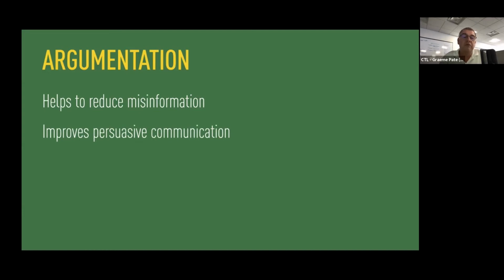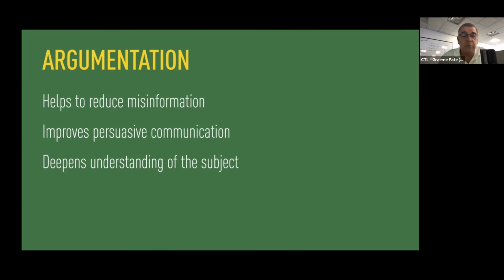Also, it improves persuasive communication. Now, again, I'm talking about argumentation not on its own. So when you are doing a synchronous input, think about how you could use argumentation as part of a case study, or as you're working in a group, et cetera. So again, all of these things I'm mentioning, please don't just think of them on their own. They all link to the other things I'm talking about.